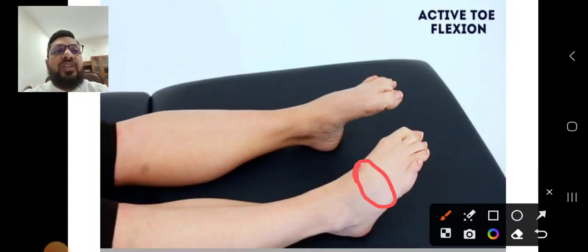Similarly for the dorsiflexion or extension of the big toe, you will keep your left hand on the tarsals, and your other hand on the dorsal side, and you ask the patient, can you please push with your big toe on my thumb or finger, whatever you have put there? The patient will put his pressure along with his big toe. That is how you have to perform this active toe flexion and toe extension of the patient.